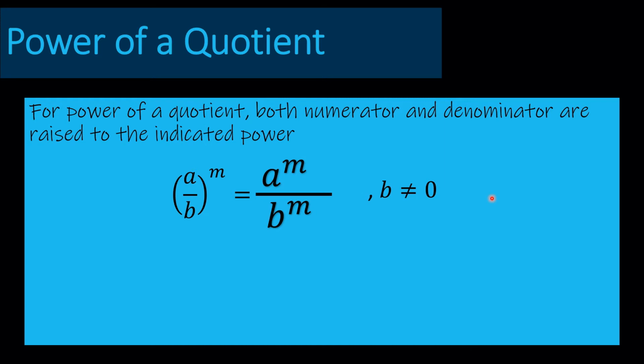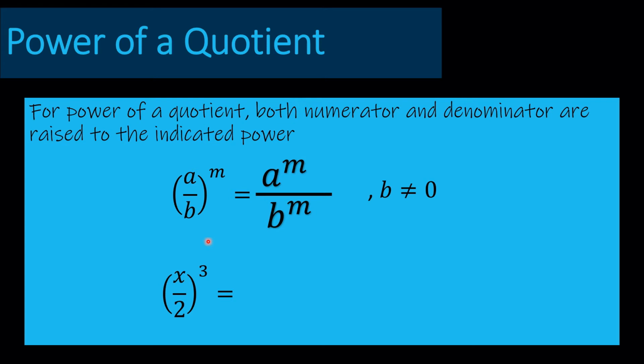Here we have b should not be equal to 0. Again, this should be emphasized because if we are dealing with division, the denominator should not be equal to 0 because division by 0 is undefined. Okay, example, (x over 2) raised to the power of 3. We have a fraction being raised to the power of 3.